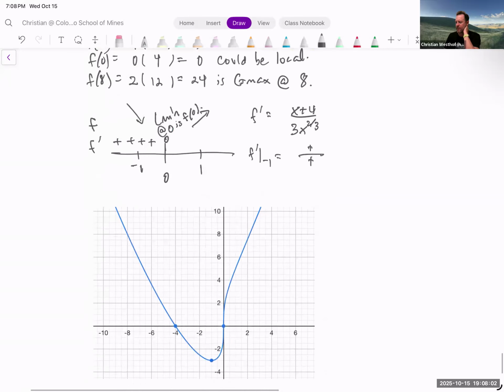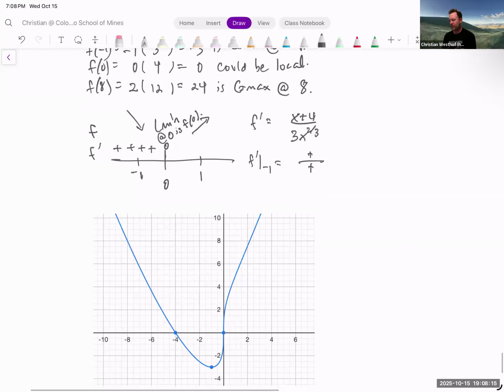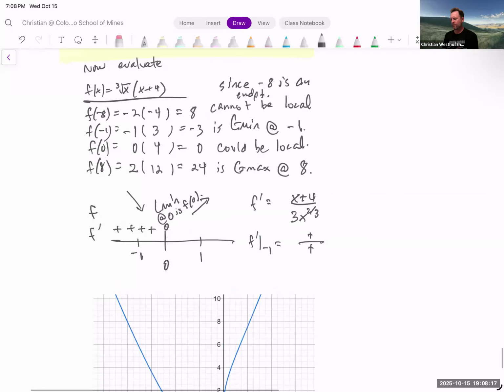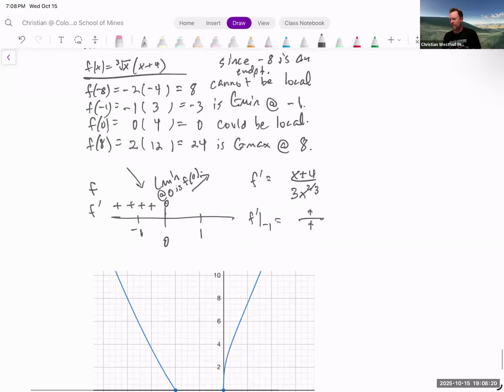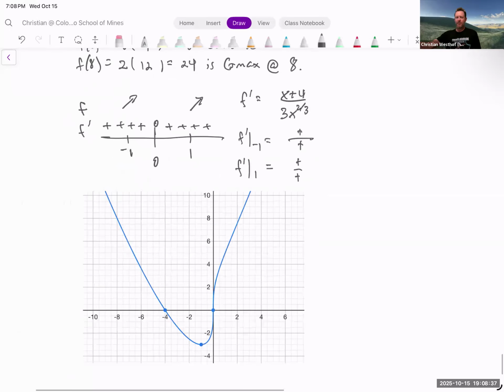Oh, you know what? We're testing the wrong thing. I realize now. We can't have a local because the derivative didn't exist. Let's go back because this isn't working either. As we approach 0, derivative is positive, and then let's try f prime at 1. And again, it's going to be positive, plus, plus, plus, plus. So there's no switch in sign. The graph increases and increases, and we can see that in our picture.